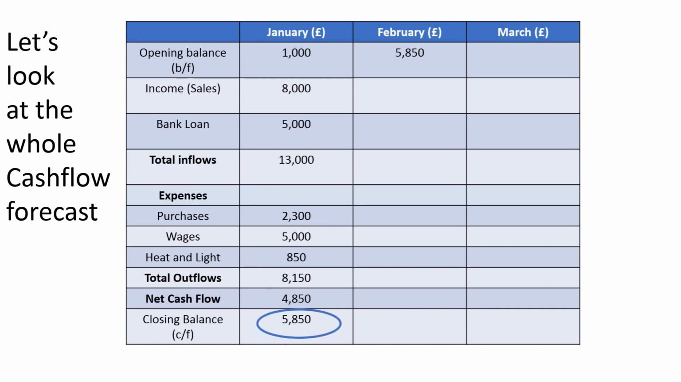We then conclude with our closing balance, what we're left with at the end of the month. We can see there that we have 5,850. How's this made up? Well, we look at our opening balance of £1,000. We add our net cash flow, and that equals 5,850. What we then do is we carry that closing balance forward into our opening balance for February. So the February figure in our opening balance has been brought forward from January.